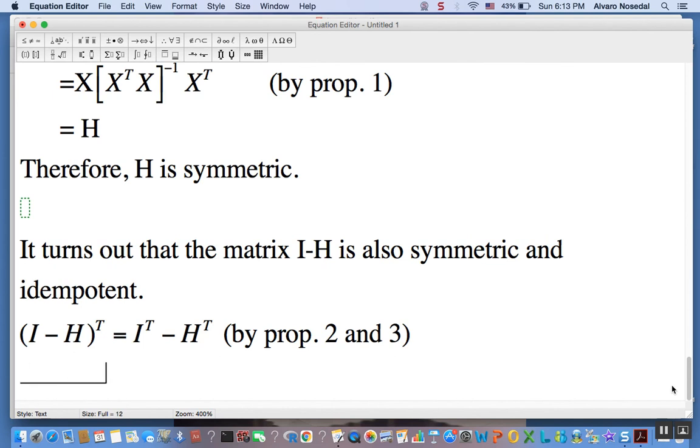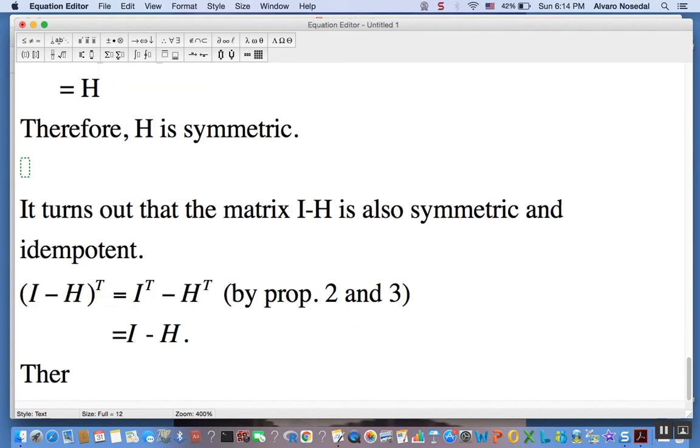Now, we know that the identity is a diagonal matrix, so transpose it's itself. Right? And we have shown that H is symmetric, right? So H transpose equals H. So we're done. We have shown that I minus H transpose equals I minus H. So this guy is symmetric. Okay? Therefore, this guy I minus H is symmetric.